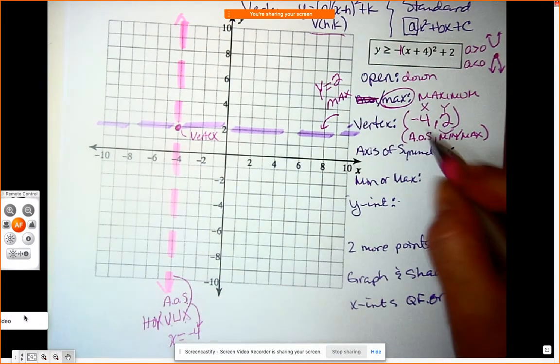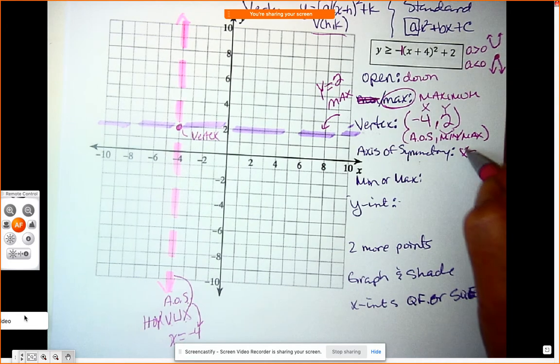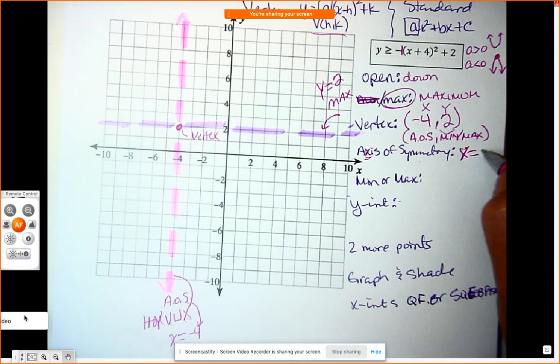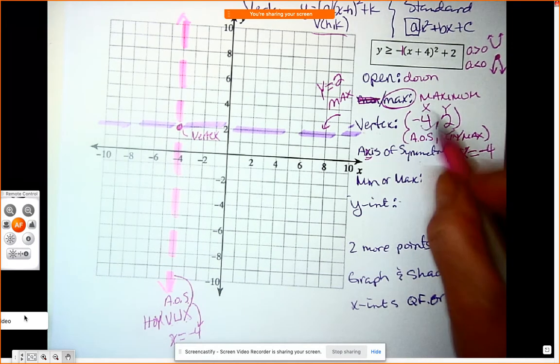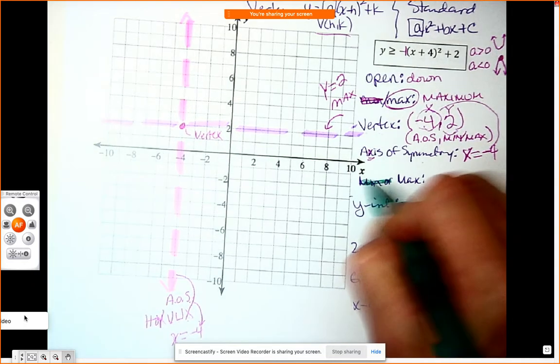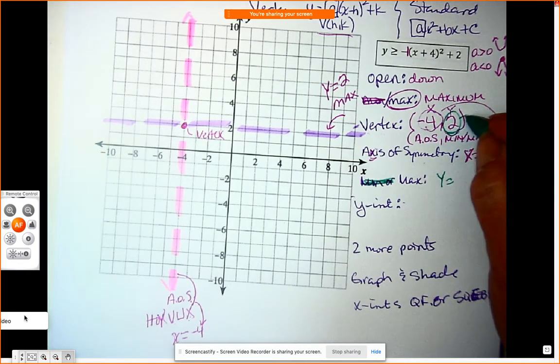Okay, and that's what I say. Once you find the vertex, automatically go to axis of symmetry. X equals. And I just know I see the X right in axis of symmetry, so I remember it's X, and it's the X part of the vertex. Now I'm going to go for min or max. We know it's a maximum, so I cross off min. And it's going to be y equals, well, y is going to equal the y part of the vertex.